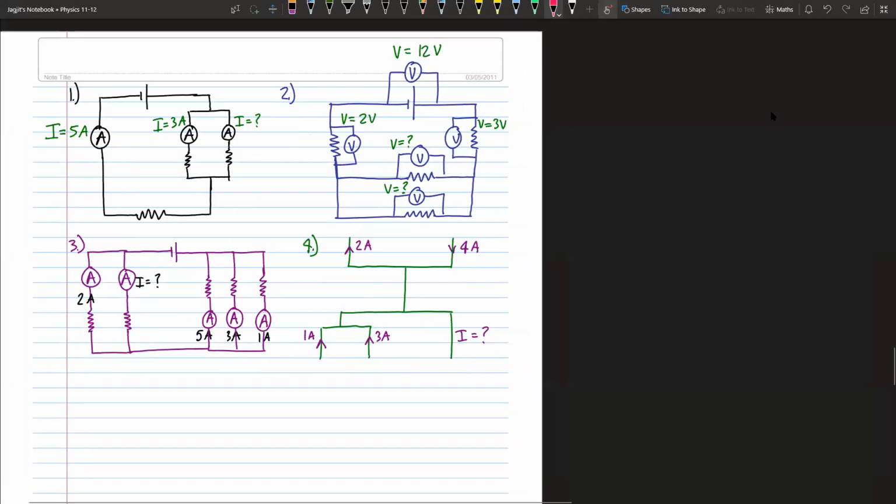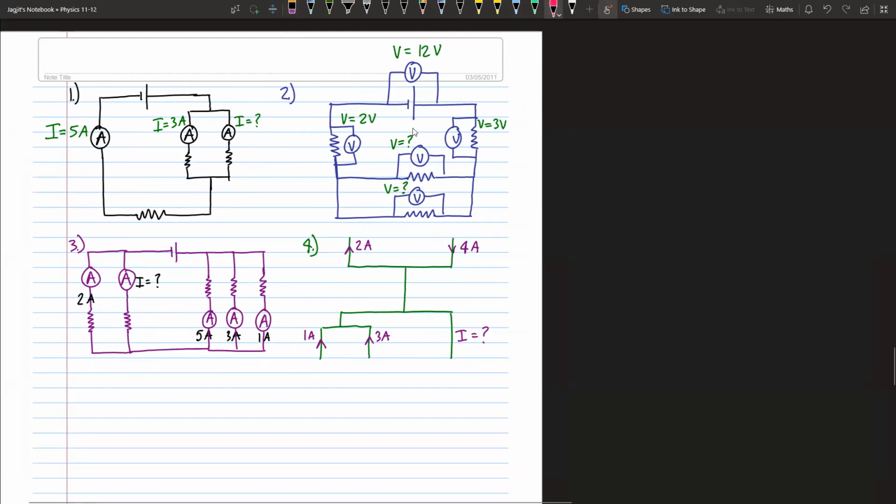Okay, let's have a look at these ones now. This is the total current, because I know what happened. Total current came here, got split, combined back in, and the total current flows through this all the way. So that's my total current. Now, this one measures 3 amps going through this, so this one must be 2 amps. Okay, pretty simple.